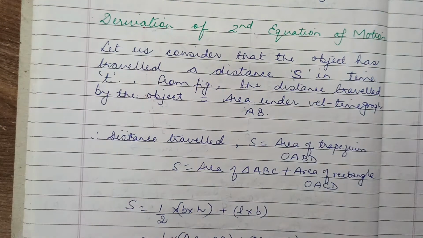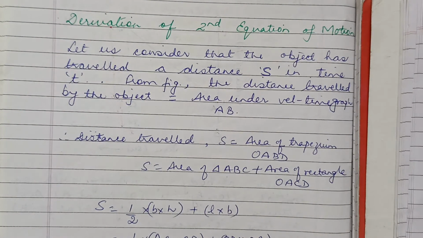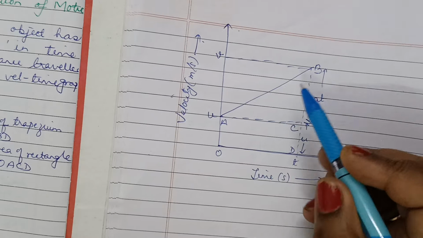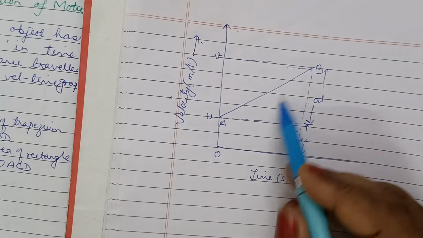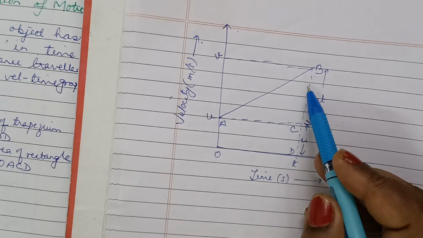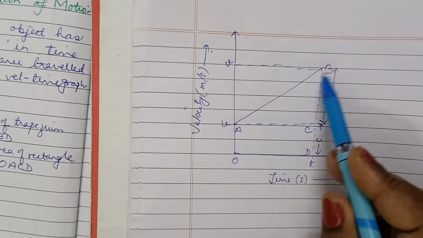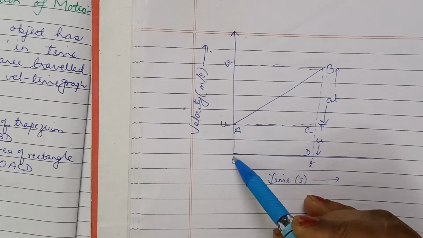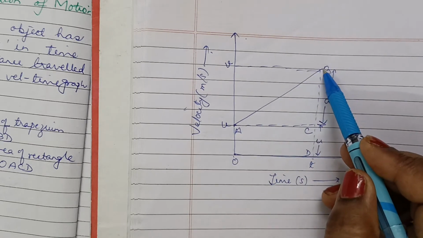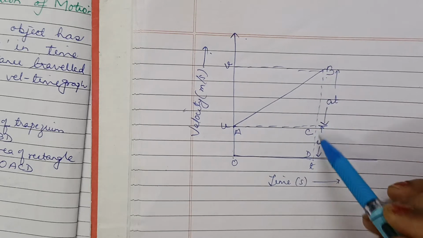Now let us consider that the object has traveled a distance s in time t. Suppose that I have taken this figure again. Suppose that the object has traveled a distance s in time t. Now from the figure, the distance traveled by the object is equal to the area under the velocity time graph AB. So it has started from here. It was here. Then it has traveled a distance from A to B. So what is the distance traveled by the body? It is the area under this graph.